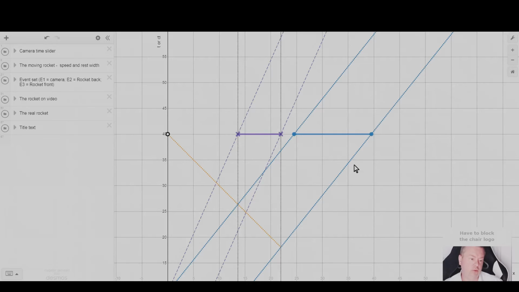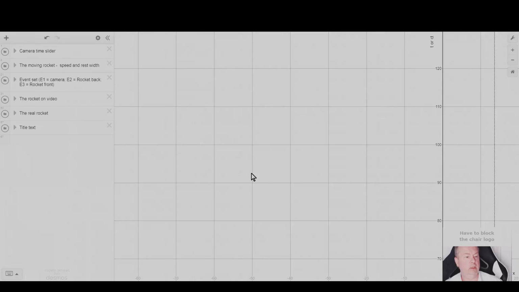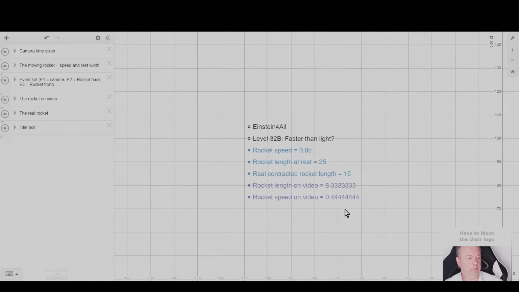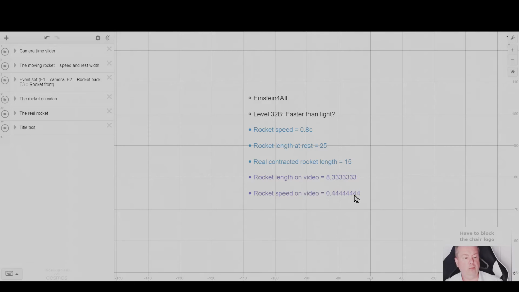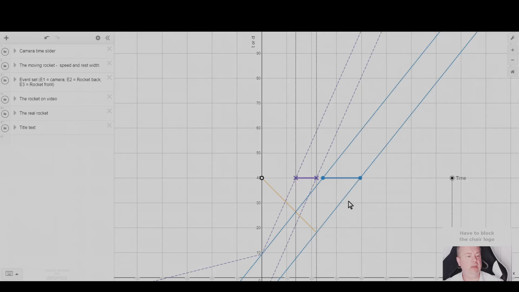But also look at the slopes of the lines. This slope is slower than 0.8. In fact, I did the numbers, I think. 0.444444. That is the speed of the rocket when it's moving away, and its length is now 8.3, while the contracted length is 15. So this is how deceiving it is.